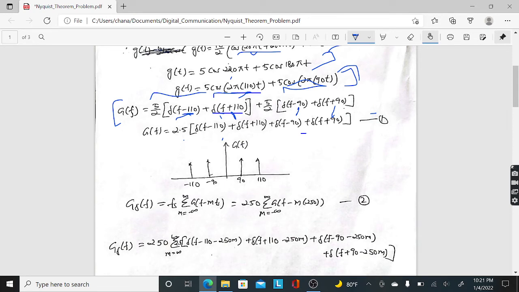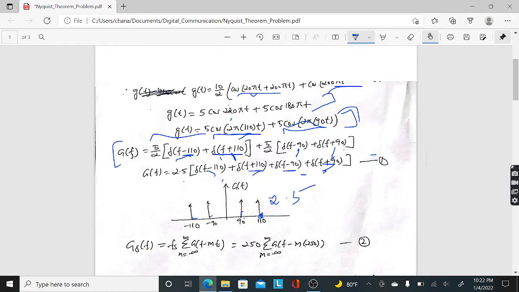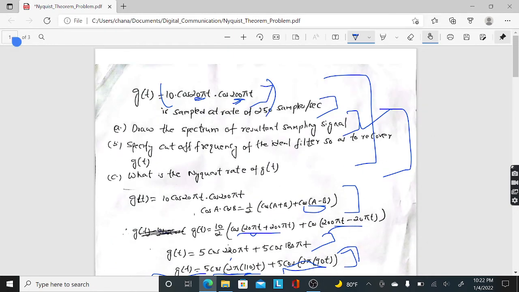the magnitude is 2.5, and there are basically four impulse signals. δ(f − 110) is at plus 110, δ(f + 110) would be at minus 110, δ(f − 90) would be at plus 90, and δ(f + 90) would be at minus 90. So there are four impulses, each with magnitude 2.5, at the four points. So that's the spectrum of g(t).